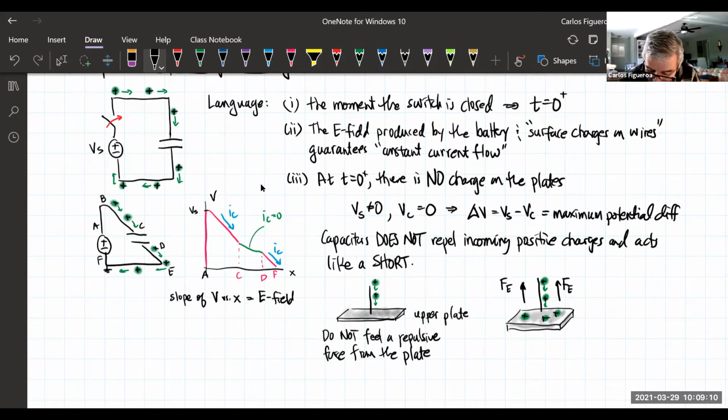So now when charges are on the plate, the incoming charges feel the repulsive force.